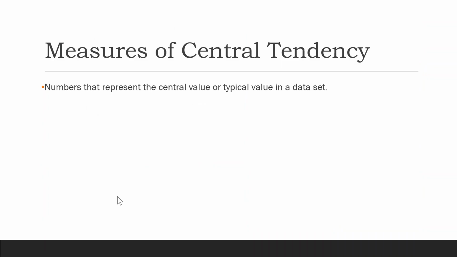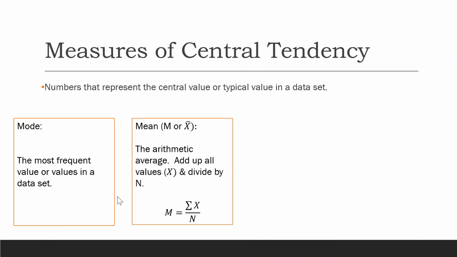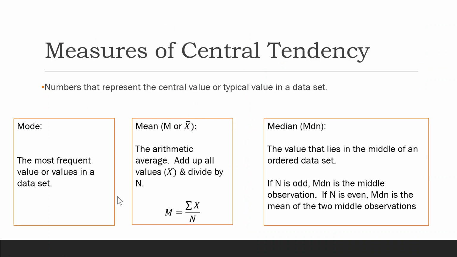Now let's talk about some of the other numbers that we may have. These are measures of central tendency. Measures of central tendency are numbers that represent the central value or a typical value in our data set. And these are probably the most known statistics when it comes to people thinking about statistics. For instance, thinking about your mean, your median, and your mode. All right. The mode of a data set is the most frequent value or values in your data set. So, which values occur the most?